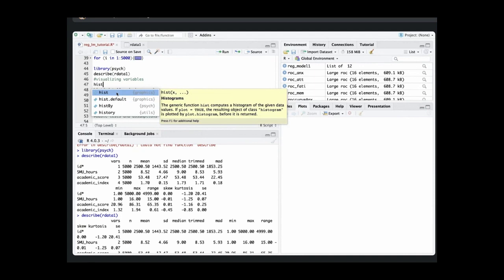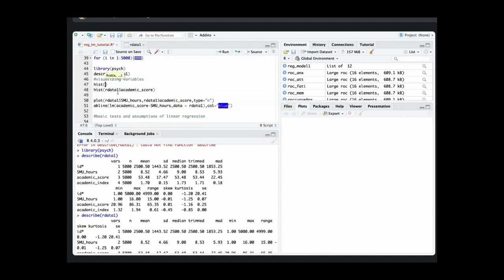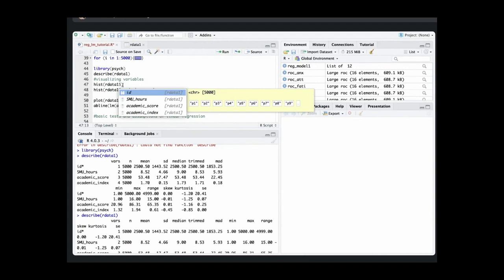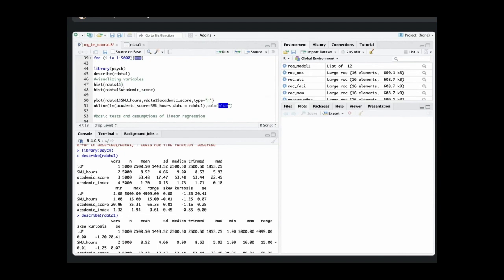As I'm writing HIST, it's going to give me all these hints, using my input to assess all the possible functions in its list, right? So I need to use this function. I will select it, and then I'll mention my data set, which is our data one, and then I'll mention my variable, right? I use the dollar sign to specify my variable, and then I can just write SMU hours, right? This is done to understand the distribution of the social media usage hours in my study.